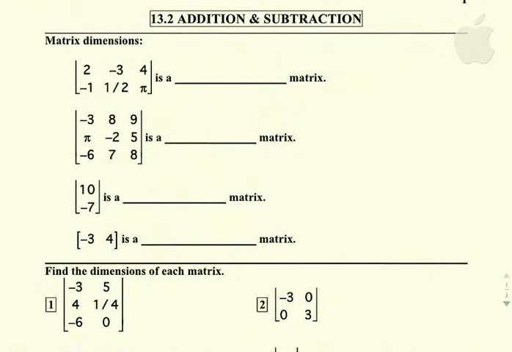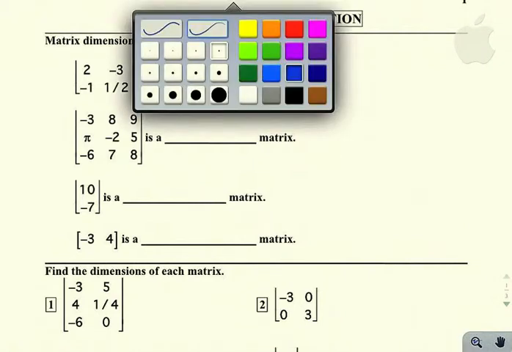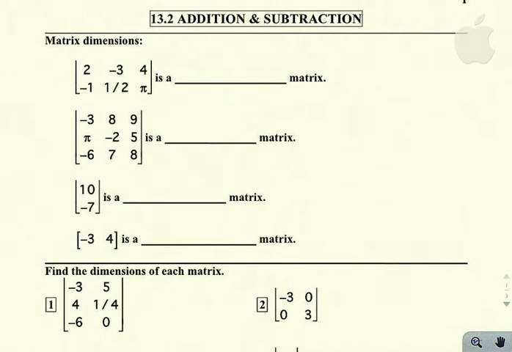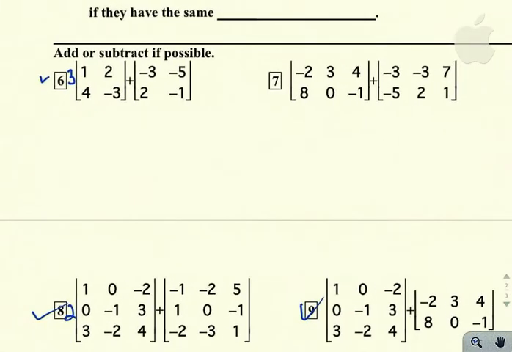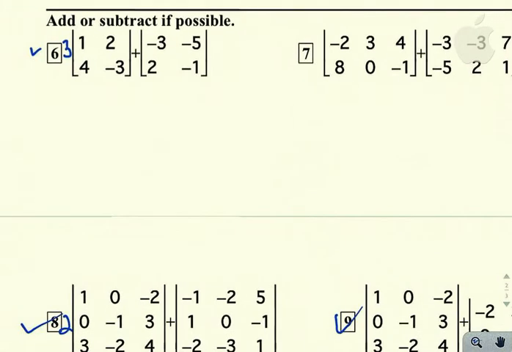Chapter 13, we will start, let's see, number 6. Notice I changed number 6 slightly. I put a 3 in front of the first matrix. That's called a scalar.